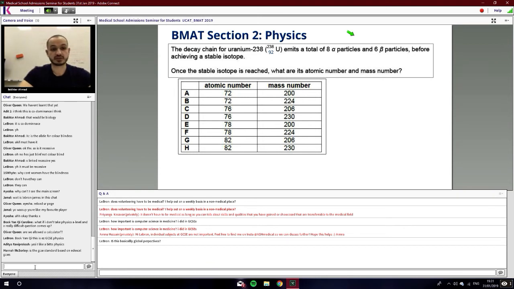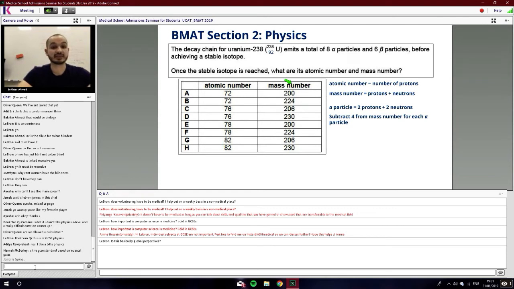So first of all, there's two types of particles, alpha and beta particles. The atomic number, just to give you guys a reminder, is the number of protons, and the mass number is the protons and the neutrons. So an alpha particle is two protons and two neutrons, and it just basically leaves the atom. So basically you would subtract 4 from the mass number and 2 from the atomic number. So 8 alpha particles means that you take away 32 from the mass number, so the answer would be 206.